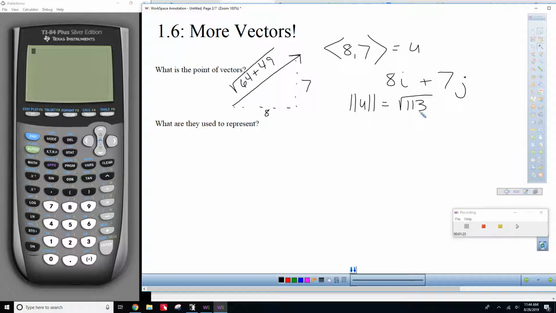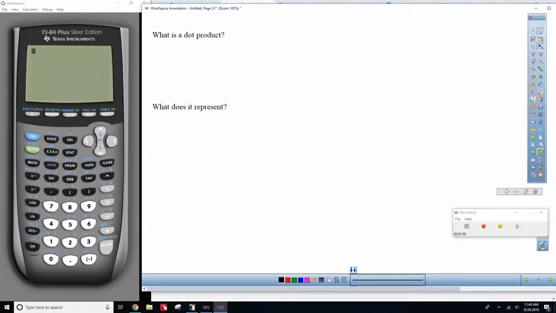What is this used to represent? Well, really important things like velocity or acceleration or force. All of these things are aspects of physics, aspects of motion that have both size and direction, magnitude and direction. Okay? You've learned that before.